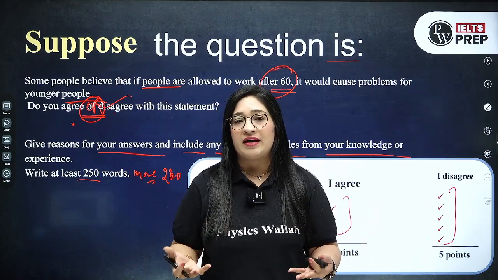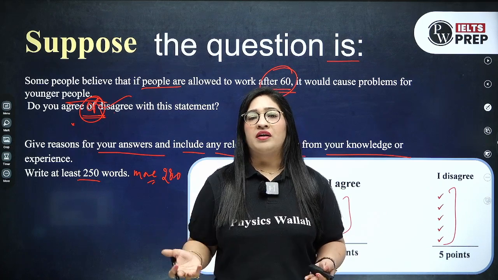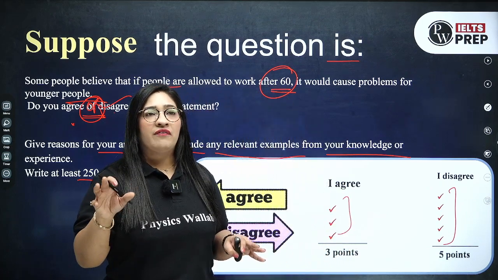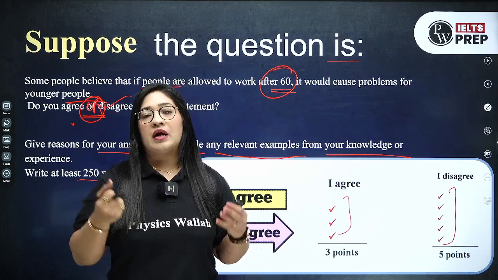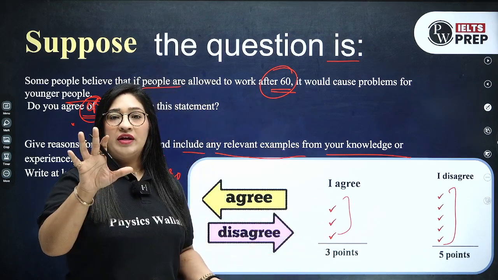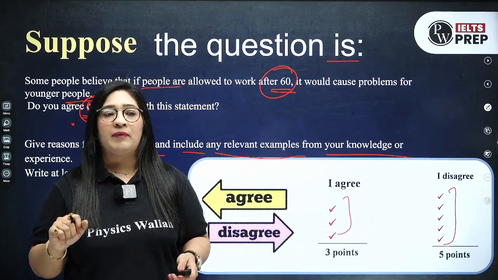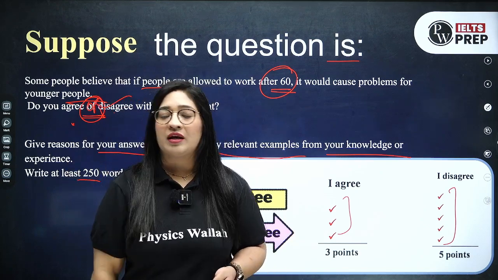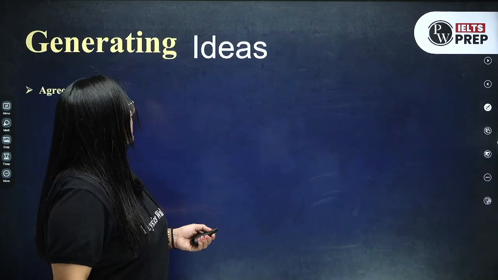So no matter whether you agree or disagree with that, make sure you are always writing your essay in favor of where you have strong opinions, where you have strong points. So let's suppose I have 5 points for disagreement and 3 points for agreement only. So the better choice, the smart choice, is I will write my essay in favor of disagreement only. Now see the ideas to generate.